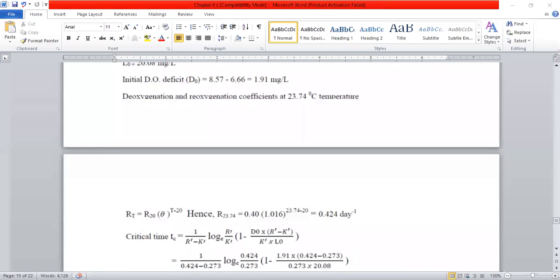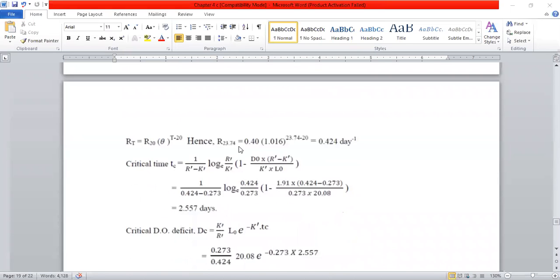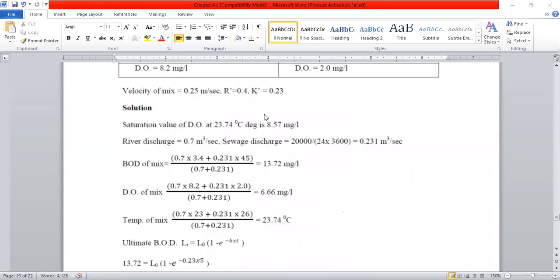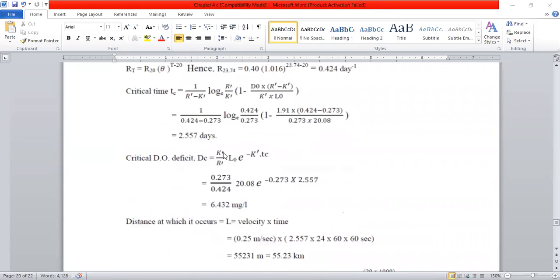Now, first of all, we will calculate RT. RT is equal to R20 into theta raised to T minus 20. R20 is given to you, 0.40.